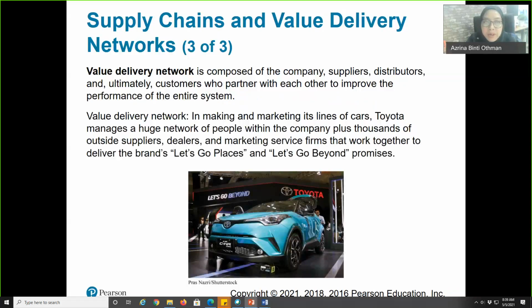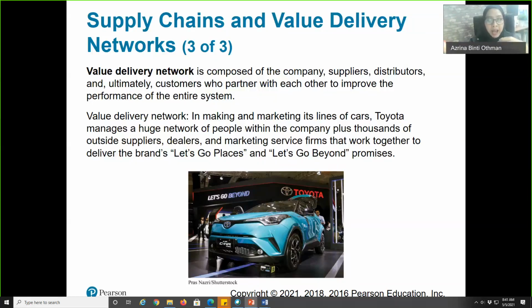Okay, so what is a value delivery network? A value delivery network is composed of the company, the suppliers, the distributors, okay, and ultimately your customer, who partner with each other. So they have a relationship, they are linked together, and what is their target? They want to improve the performance of the entire value delivery network. Okay, so a value delivery network consists of the company, suppliers, okay, called producers, and also distributors, the most important is customers. And they must be interconnected, with a very close relationship, okay, and while having this relationship, they need to improve the performance of the entire system.